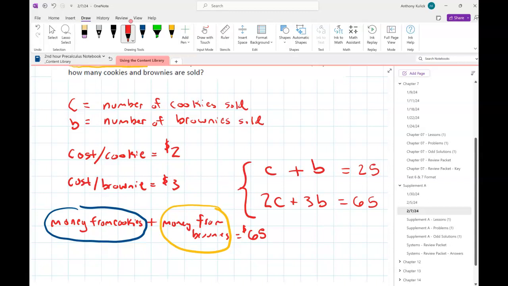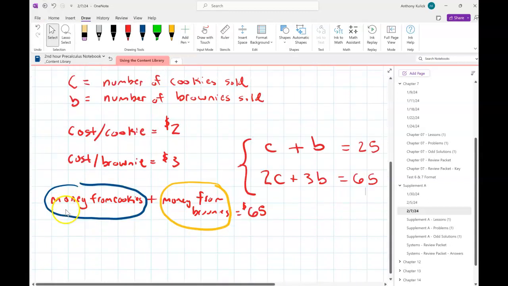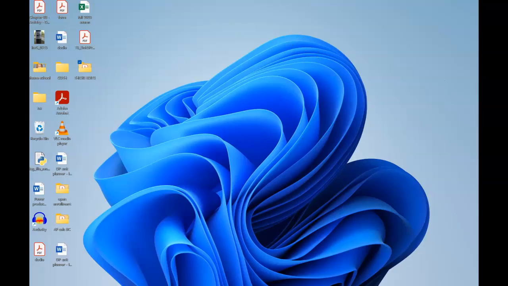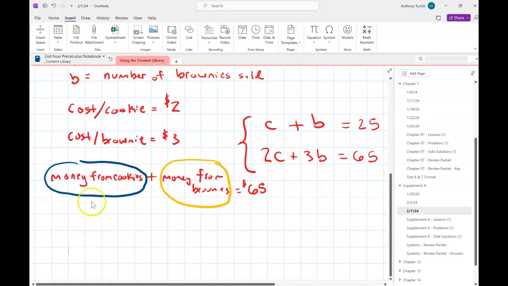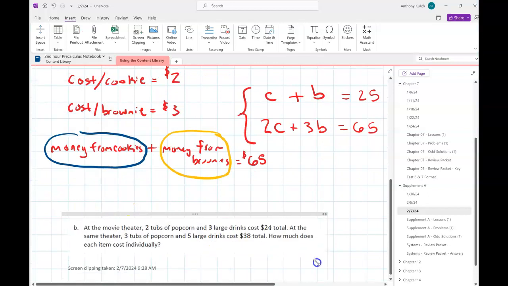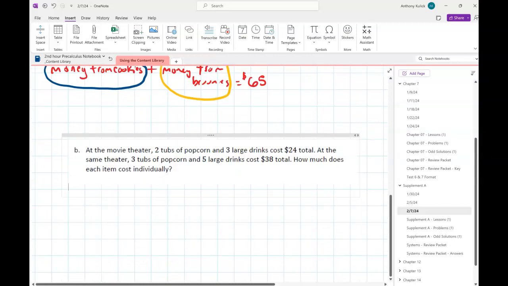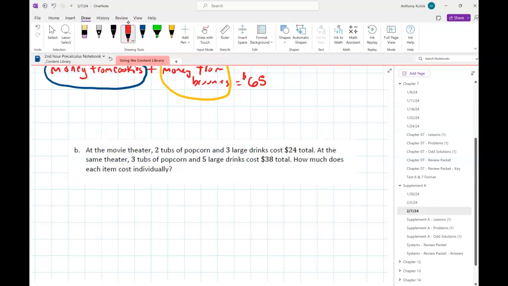Should we do another story problem one? Let's do it. Again, this is just coming from the review. It says, at a movie theater, 2 tubs of popcorn and 3 large drinks cost $24. At the same theater, 3 tubs of popcorn and 5 large drinks cost $38. How much does each item cost individually?